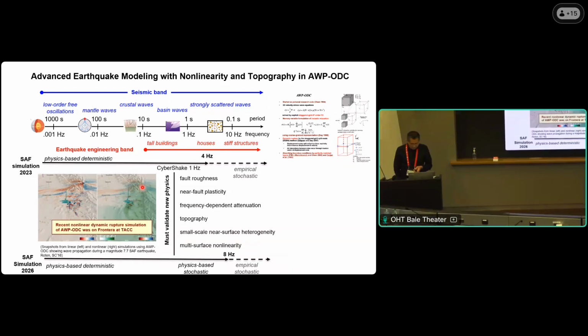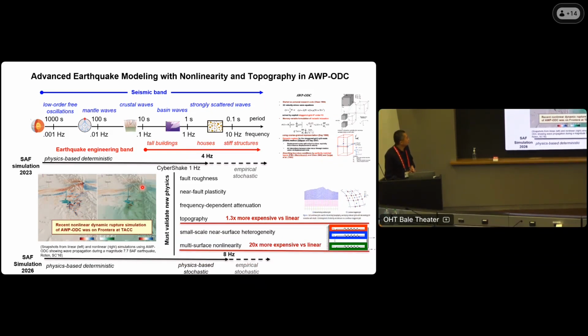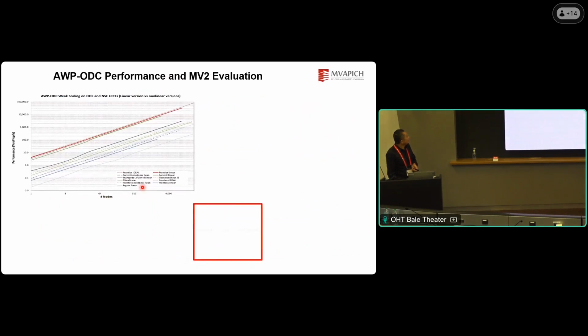To do topography implementation will require more computation, roughly 1.3 times, depending on the setup. So it's more expensive compared to the linear solution. On the other side, the multi-surface nonlinearity is much more expensive. Typically we think it's between 20 and 30 times more expensive compared to the linear solution. That's where more computational resources are needed.